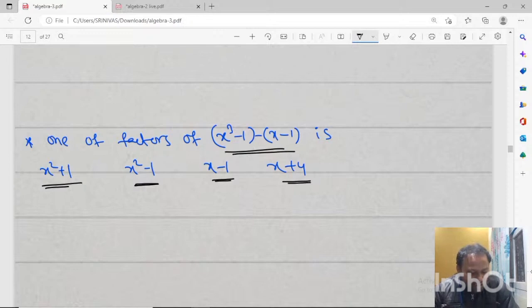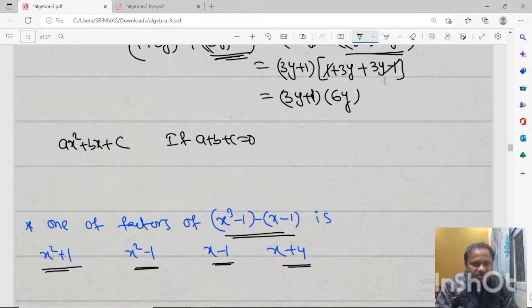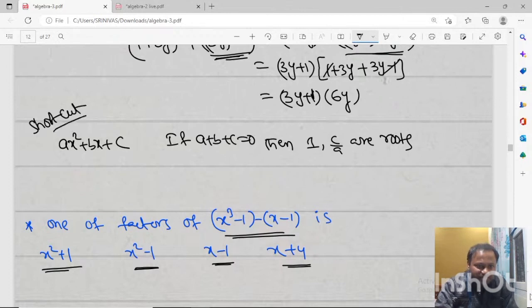Chaitra, try to understand. If a plus b plus c is equal to 0, then 1 comma c by a. I'm giving clarification to you. Ax square plus bx plus c. Whenever a plus b plus c is equal to 0, then 1 comma c by a are roots. This is a shortcut method. If I won't get 0, then do it in the procedure. This is applied only whenever a plus b plus c is equal to 0. Shortcut method I told, but not for all problems. Okay, you got it.